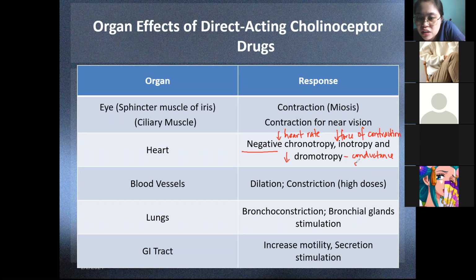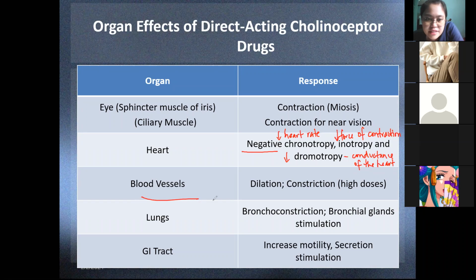Mahinay ang conductance of the heart. That is called dromotropy. So, hinay tanan. Pag you have too much acetylcholine, that's where your heart slows down. Okay, slows down about everything. The heart rate, the force of contraction, and even the conductance.